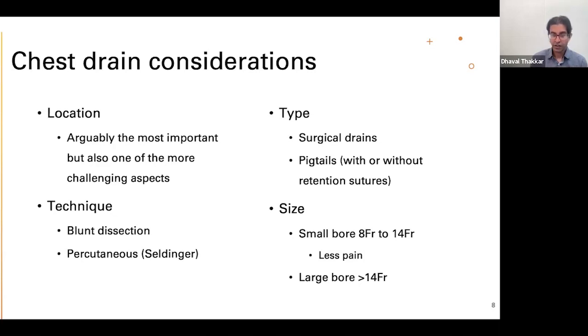And then the other consideration that comes to mind is size. So what size tubes are we going to use? Somewhere between 8 French to 14 French are what we use for adults. They make 5 French catheters for pediatric patients, not something that I use, but are available. And the idea is that the smaller drains are less painful, and the larger drains obviously create a little bit more pain, but sometimes can be more effective. And we'll talk about which situations may be helpful to use which size drains.